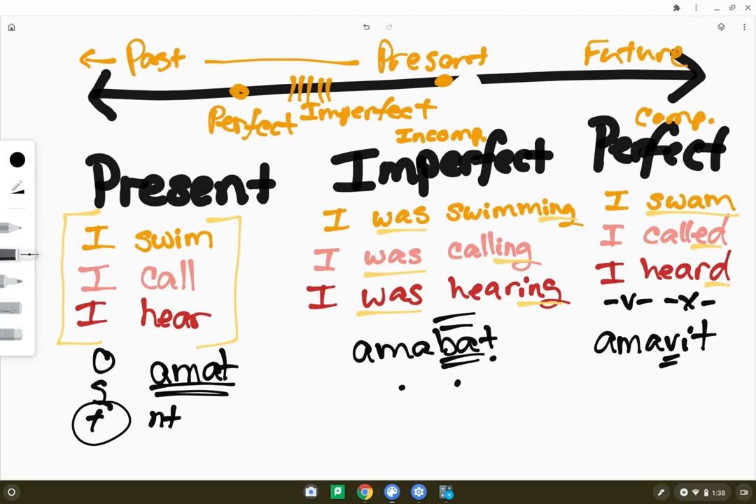So what we're going to do is read some sample sentences, and I want you to follow along with me. And we're going to see if we can figure out what is imperfect and what is perfect and what is present.